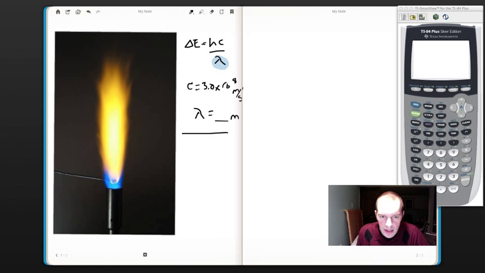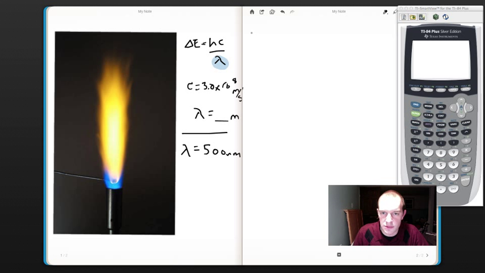So when we're talking about yellow, we can say that the wavelength of yellow light is somewhere in the neighborhood of, let's say, 500 nanometers. So the first thing we need to do is to understand that the nanometers do not agree with our meters up here the way that we need to have it. So how do we go about converting from nanometers to meters?